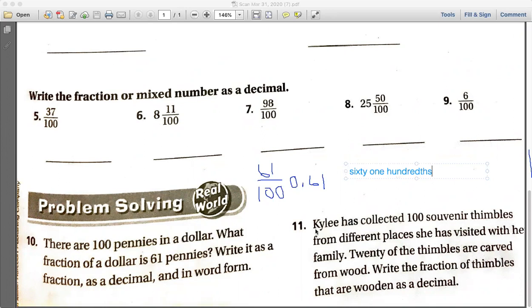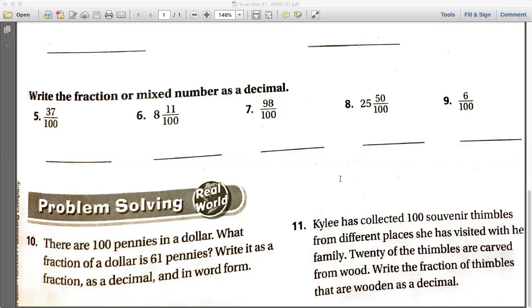What about this one? Kylie has collected 100 souvenir thimbles. I'm going to clear this. Okay. Kylie has collected 100 souvenir thimbles from different places she has visited with her family. 20 of the thimbles are carved from wood. Write the fraction of thimbles that are wooden as a decimal. Okay, so it looks like 20 wooden thimbles out of 100. So it'd be 20 hundredths. Okay, so we don't even need to write the fraction. They want us to write it as a decimal.